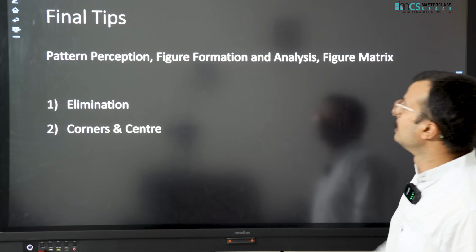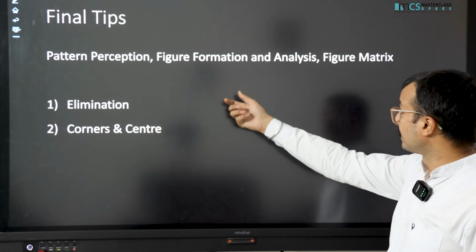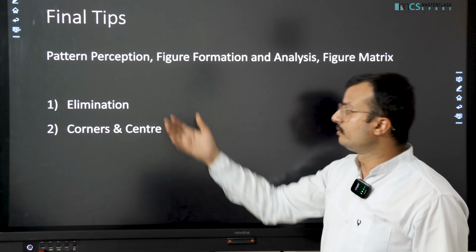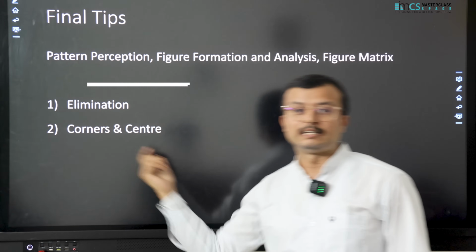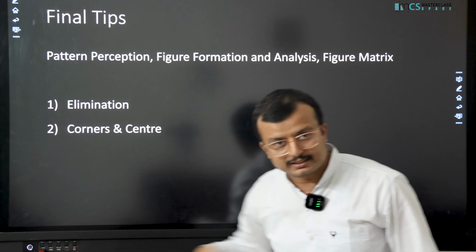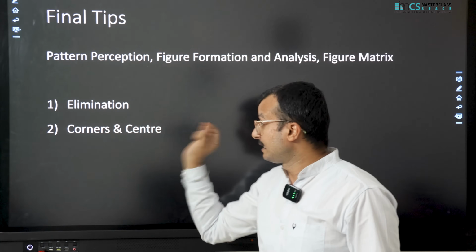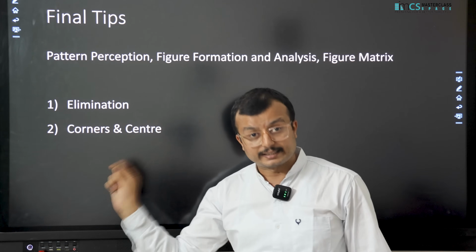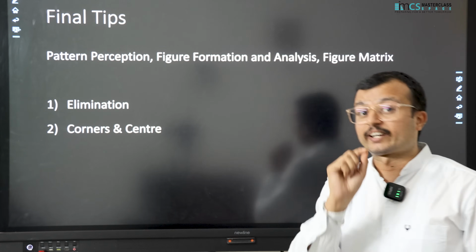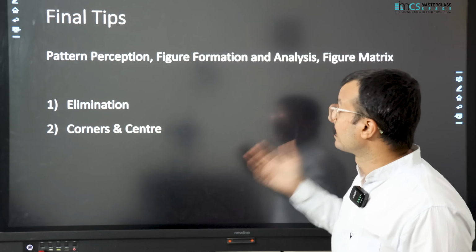Let's move to maybe the last tip for the video. Pattern perception, figure formation, figure matrices. Basically it works around elimination. You saw how we eliminated the options very quickly. We took a very particular shape and saw whether that shape was included in the option or not. Another option is that you look specifically at the corners and the centers, because these are the points where any special kind of defect would be. That defect or additional feature would help you identify the correct option.